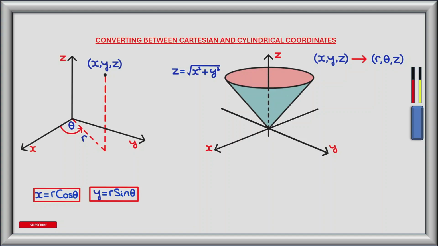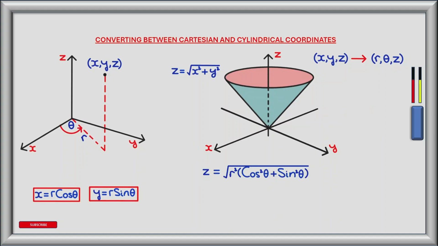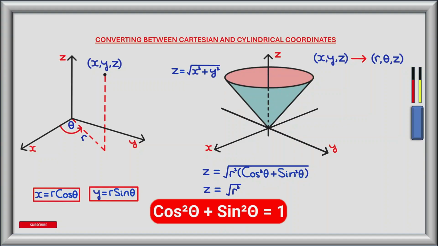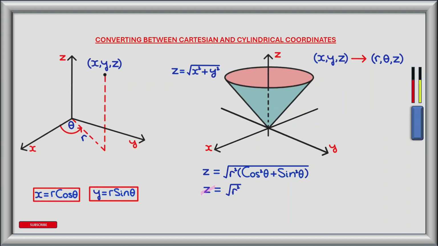To convert this to cylindrical coordinates, we need to replace all the x values with r cos theta and all the y values with r sine theta. And after we make this substitution, we get z equals the square root of r squared times the bracket of cos squared theta plus sine squared theta. And using the trig identity where cos squared theta plus sine squared theta is equal to 1, we're left with z equals the square root of r squared. And taking the positive square root, we're left with the equation in cylindrical form where z is equal to r.